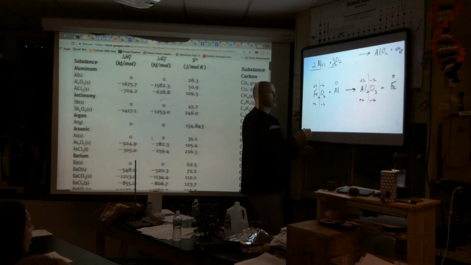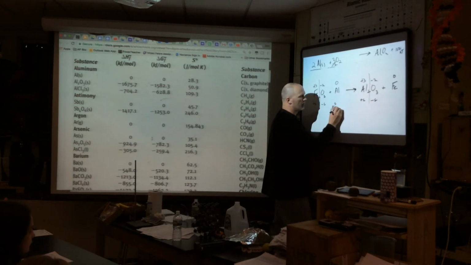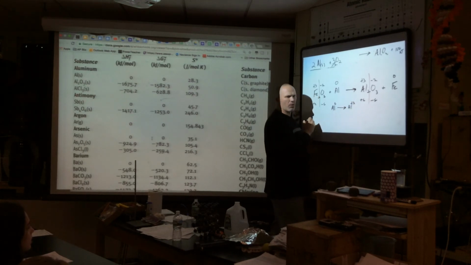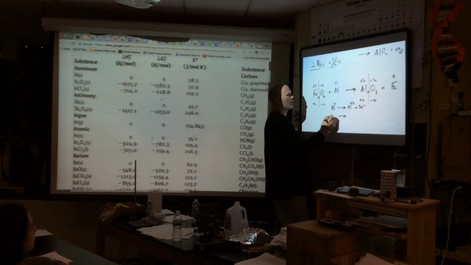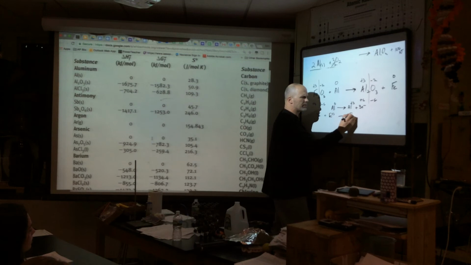Look at the half reactions. Aluminum 0 becomes what? Aluminum +3. Where do the electrons go? Everything's interrelated. Right, I need 3 of them to make each side 0. Okay, you got what? Iron +3 needs 3 electrons to become iron 0.